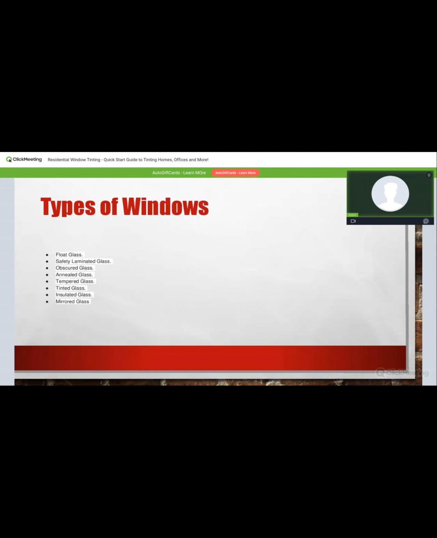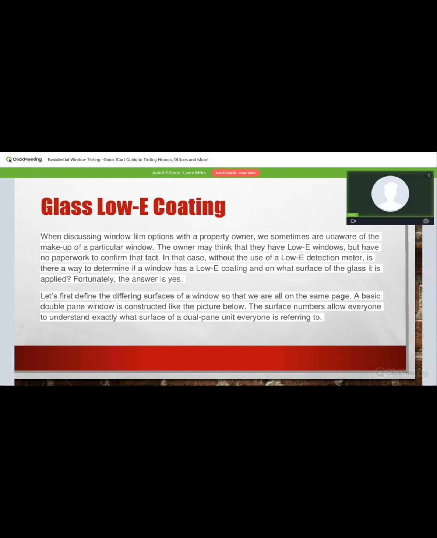Now, in flat glass, we always need to determine what kind of window has what kind of glass. And we'll talk about this in a couple more slides. So there's flat glass, safety laminated glass, obscure glass, annealed glass, tempered, tinted, insulated, and mirrored glass. One thing we want to know, once we determine what type of glass we have, is if there's low E coating. If there's low E coating on the glass, it's going to determine how we can actually tint those windows.